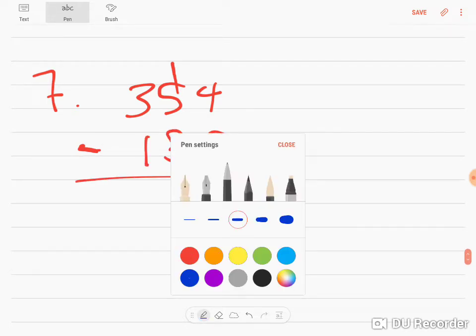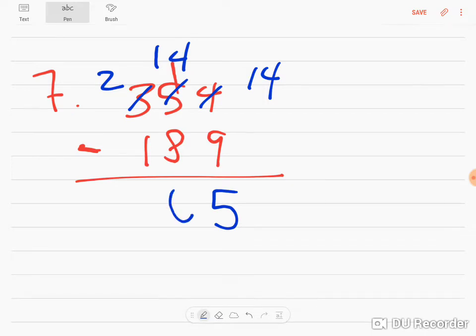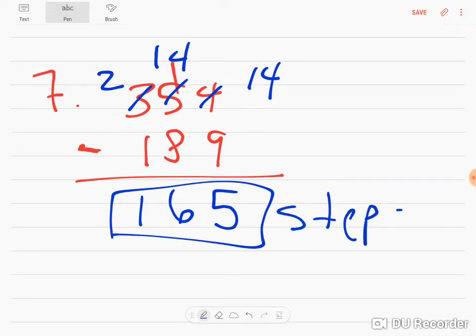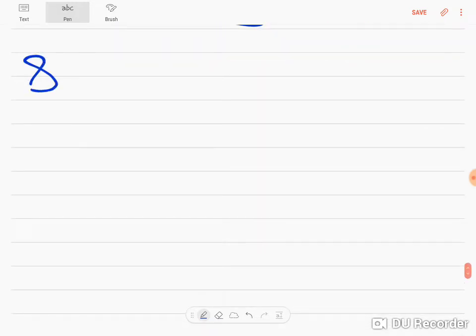I need to borrow, because I can't do 4 minus 9. So that becomes a 4. This becomes a 14. 14 minus 9 is 5. I cannot do 4 minus 8, so I have to borrow again. That becomes a 14. 14 minus 8 is 6. 2 minus 1 is 1. 165 steps. All right, number 8.